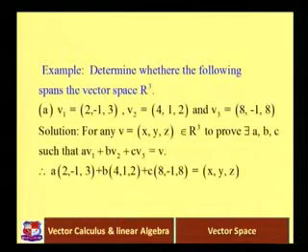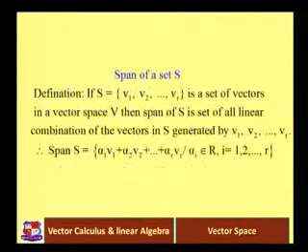Here we want to see some examples. Now determine whether the following spans the vector space R3 or not. Now try to understand the definition again. What does the definition say? Span of S is nothing but the set of all linear combinations of the vectors in S generated by v1, v2 up to vr. So one thing is sure: any set S is always a subset of span of S. That is sure.